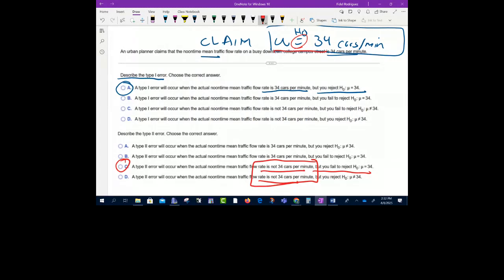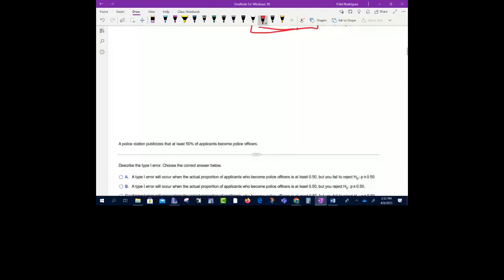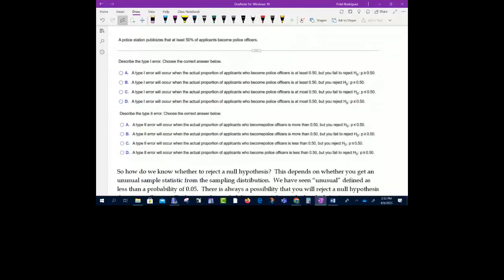All right, guys, I think there's one more like this on the next page. All right, so let's take a look. It says, a police station publicizes that at least 50% of its applicants become police officers. Okay, look, y'all, we are talking about percentages, right? So look, my p-hat, at least 50%. Doesn't that mean greater than or equal to 0.50? This is my claim, and that is the H0, right?